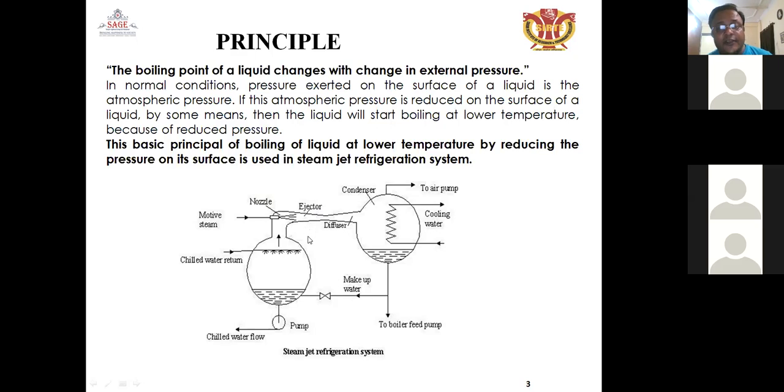क्या principle है इसके काम करने का? यदि हम यहाँ पे देखेंगे तो there are two types of devices. This is a condenser, and after the condensing there will be a passing through this device. This is an ejector. This is a nozzle.